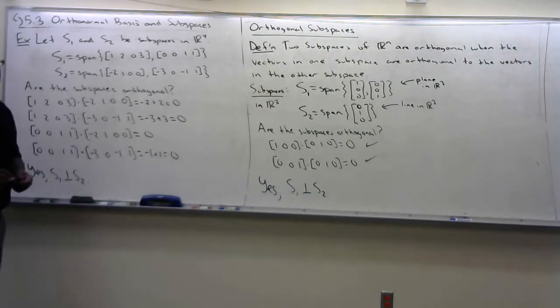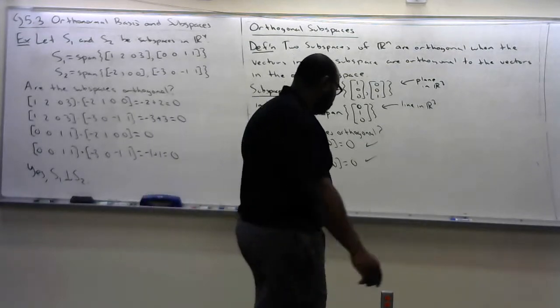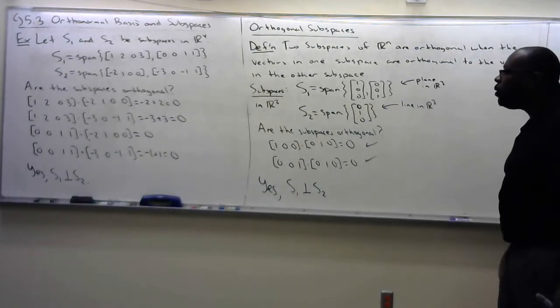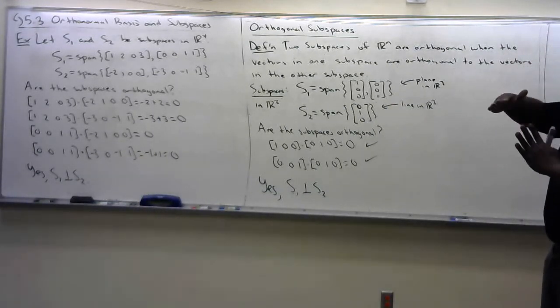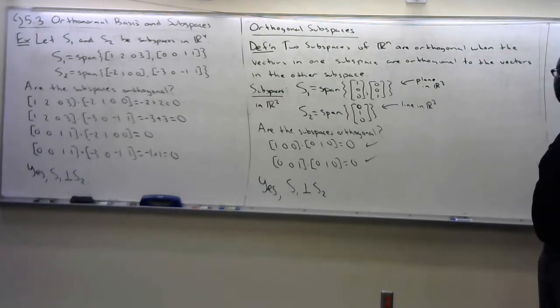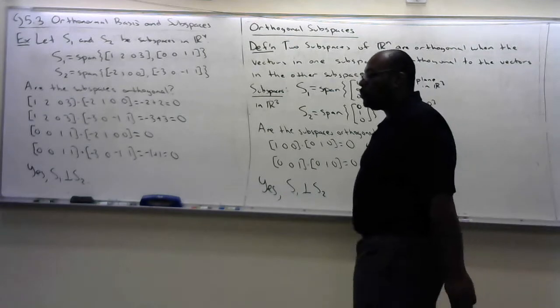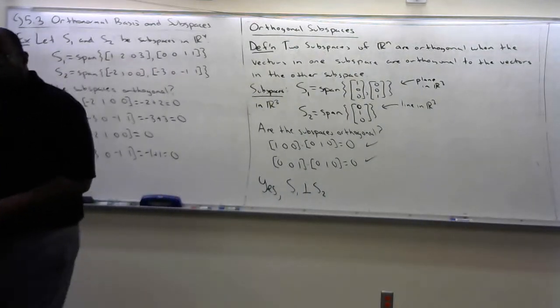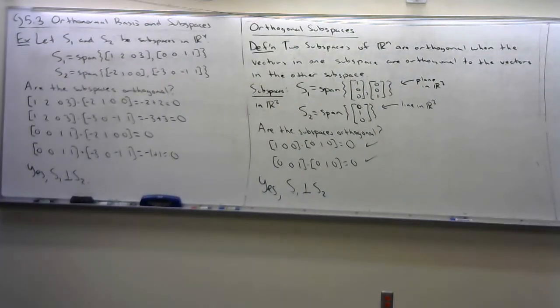We're dealing with orthogonal subspaces. So we're in R4, right? And these planes are perpendicular to each other, right? They're perpendicular to each other in R4. Very good. I hope that kind of makes sense.